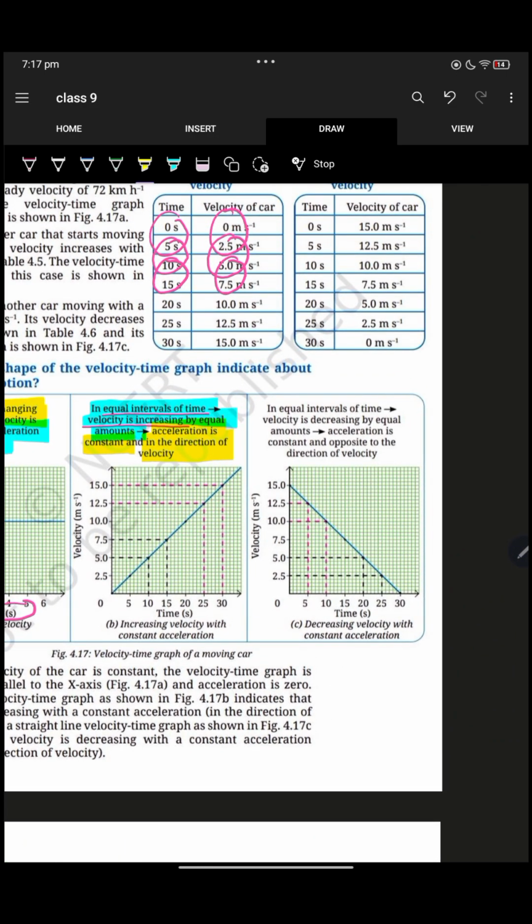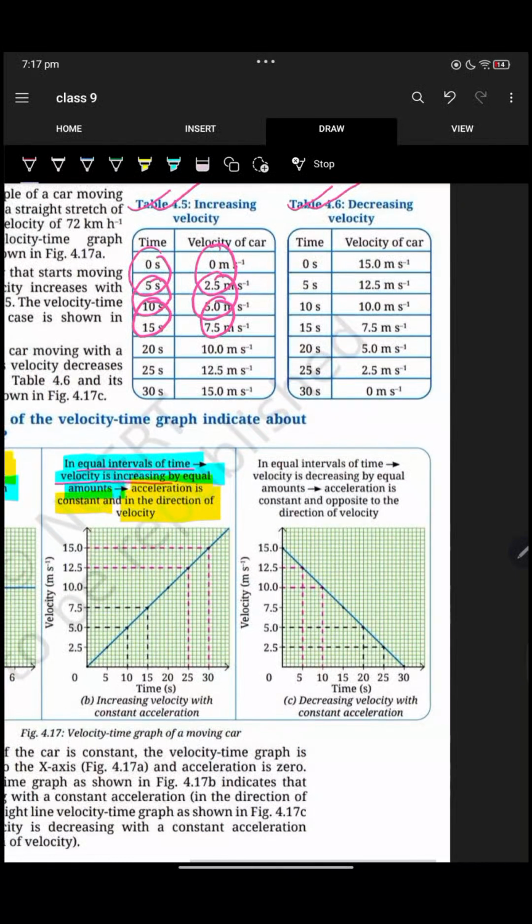Now if I see that the velocity is decreasing with the same difference. The decrease is same for same time interval. See, 0 to 5 second, 5 to 10 second, 10 to 15 second, 15 to 20 second, 5 second gap. Again, there is a decrease of how much? Here it is 2.5. Again, we can see 2.5, so this is again 2.5, 2.5 here. That is the change that is happening, but it is decreasing, not increasing.